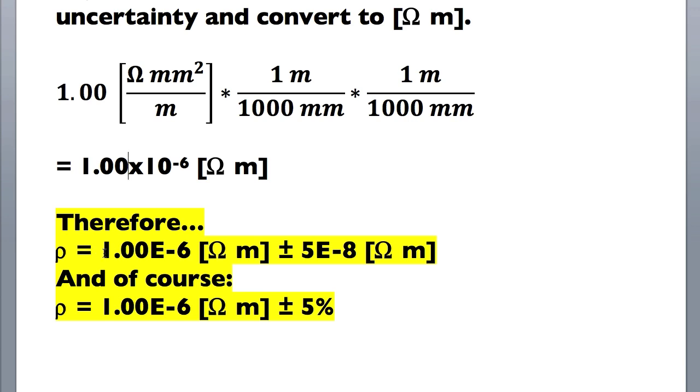Therefore, 1.00 e to the negative 6th ohm meters plus or minus 5e to the negative 8 ohm meters. Well, how come we could do that so quickly? Well, we'll notice that right here is the decimal place for the uncertainty, the hundredths place, and that's 2 decimal places to the right. So this negative 6 simply becomes negative 8. And of course, we still have it stated as a percentage, 5%.